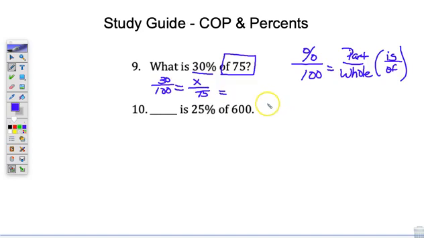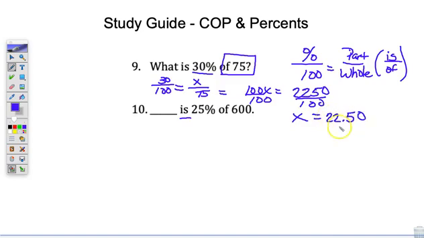After you set it up, you can go ahead and again cross multiply to solve number 9. So you're going to be going this way, you get 100x is equal to, then you're going to take that 30 times 75, and I've got 2,250. So then again, on both sides, you are going to be dividing by 100. So in this example, if you divide 2250 by 100, I get 22.50, which is the part.